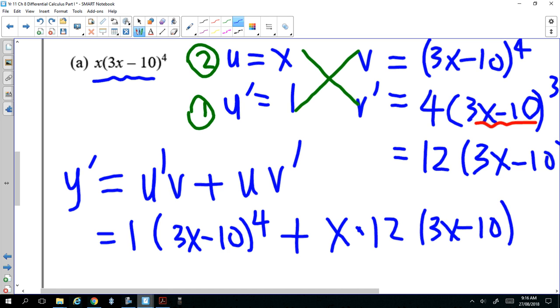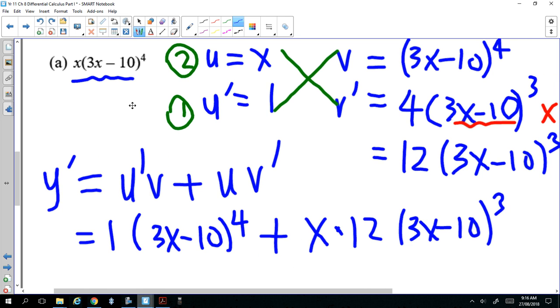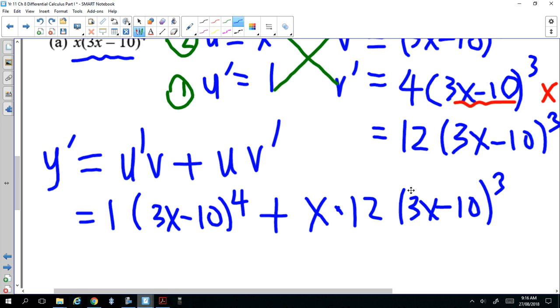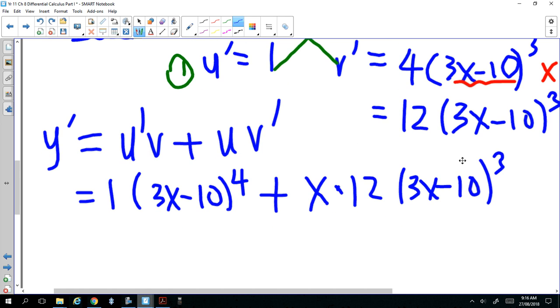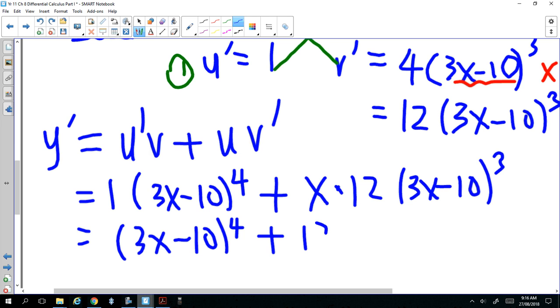Now, of course, if you get up to this stage, you probably get 1 mark in the exam, if it's worth 2, this question. So you make sure you show these working step by step. Okay, now let's clean this up a little bit. When you multiply by 1, nothing changes. The 1 just disappears. The x times 12, please write it as 12x, 3x minus 10 to the power of 3. Alright, so that's the derivative. You don't have to expand it.